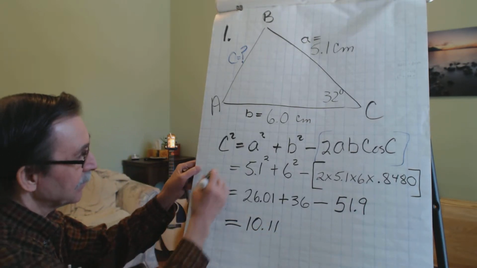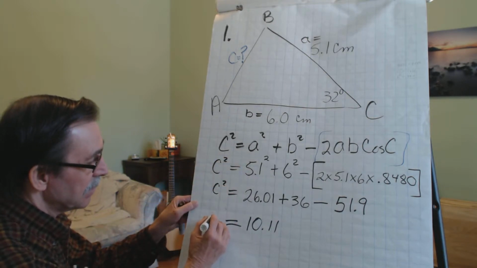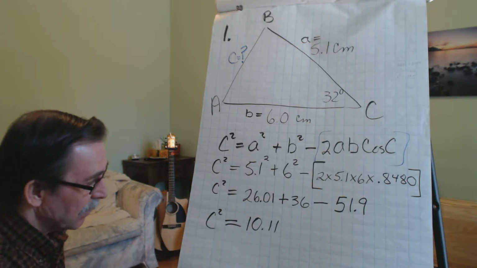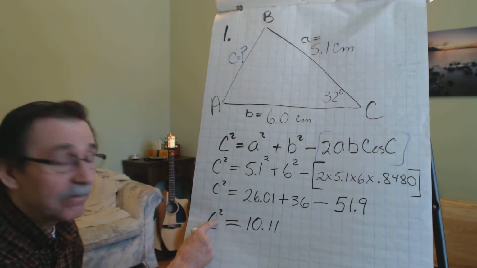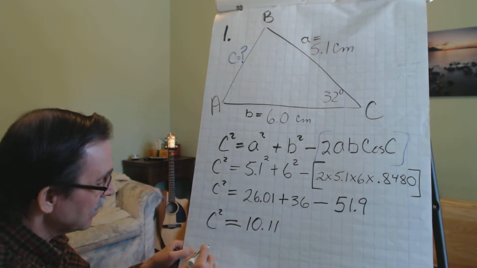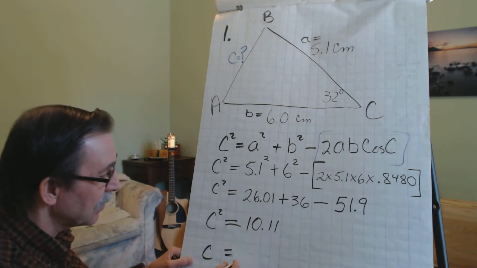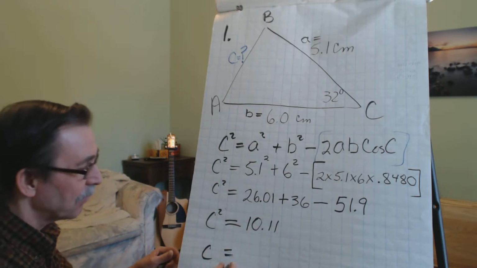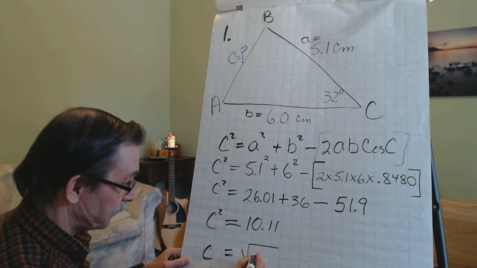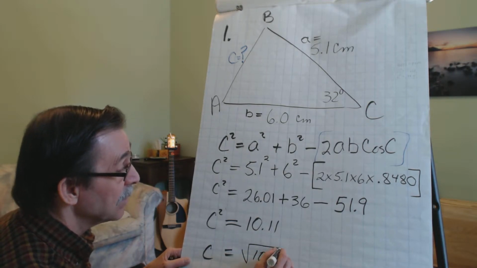However, I left my c squareds out along the way here. So whenever you want to undo a square, what do you do? You take the square root. So c must be the square root of 10.11, which is just a little bit over 3, I would think.